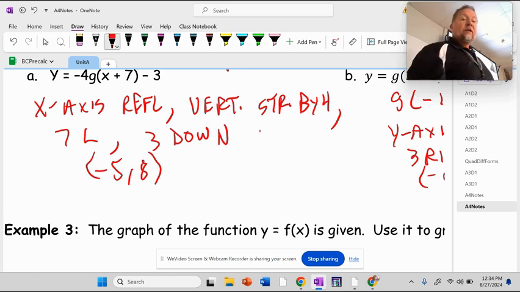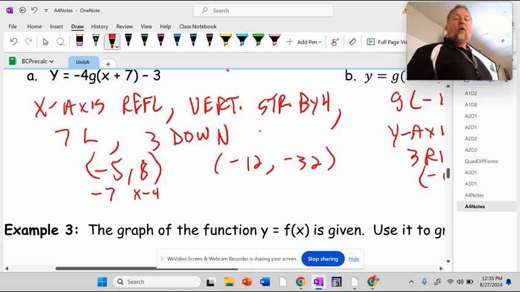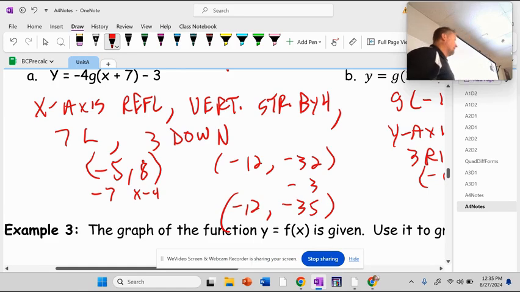So I'm going to take the y's and multiply them by -4, and then the x's, I'm just going 7 left, which I'm going to subtract 7 from that. So right now I got -12, -32. Now I can go 3 down. So the ultimate answer is -12, -35. Anyone get that for the new coordinate?